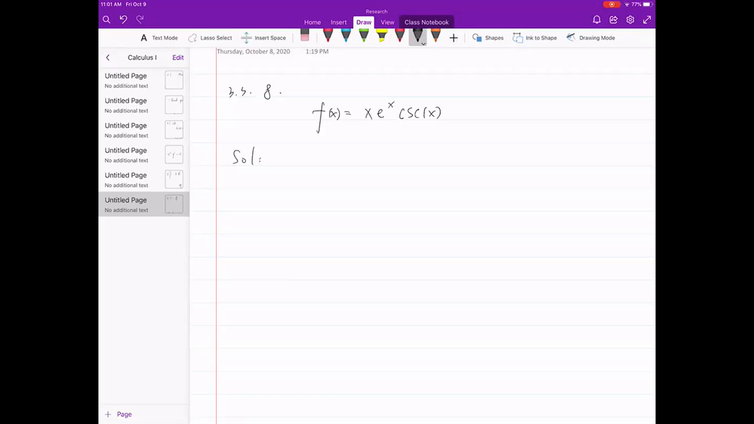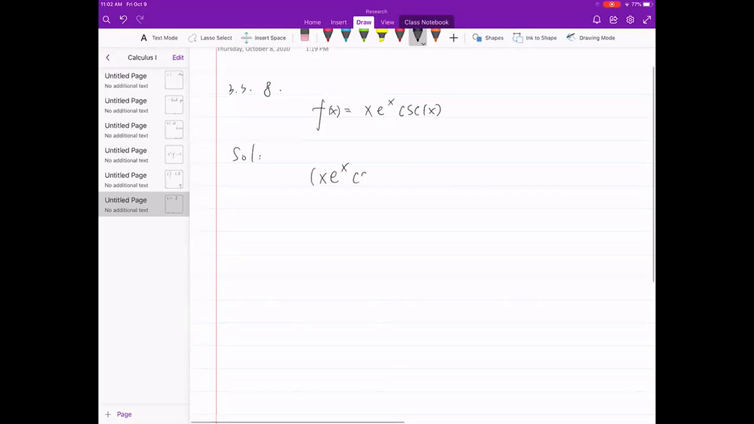Do you know the derivative of each? Yes. x, 1; e to the x; cosecant x, that's going to be negative cosecant times cotangent. So I know all of them. How will they be put together? Product. Okay, so now it's settled. We have the product of 3 functions. We should use the product rule. Moreover, we should use the generalized product rule with 3 terms.